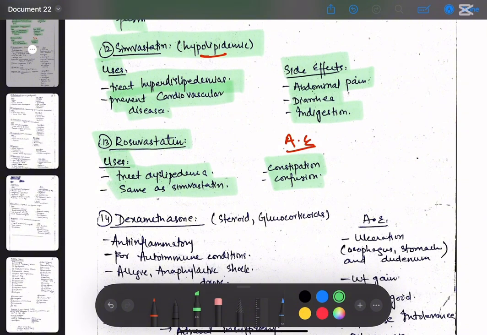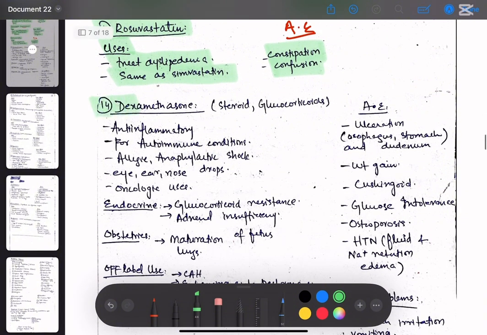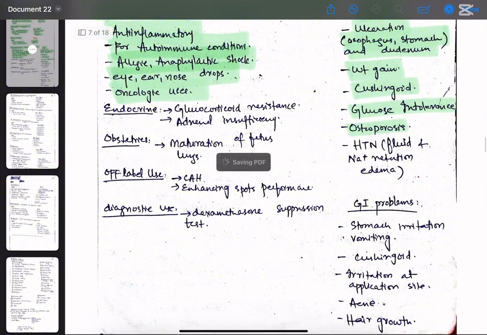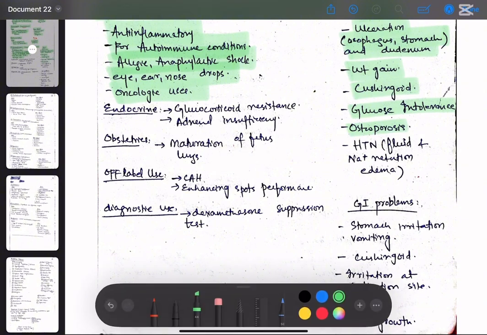Now the 14th drug is dexamethasone, which is a steroid or glucocorticoid, and it is an anti-inflammatory drug for autoimmune conditions. It is used for allergic anaphylactic shock. It is used for eye, ear, and nose drops, and it is used for oncologic uses. The adverse effects are ulcerations of the esophagus, stomach, and duodenum, weight gain and Cushing's syndrome, glucose intolerance, osteoporosis, hypertension, fluid and sodium retention, and edema.